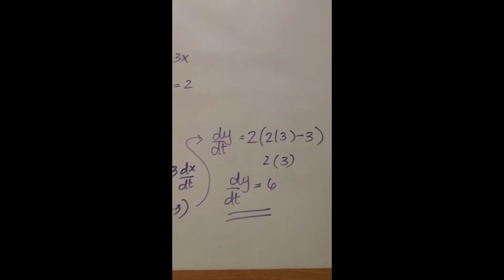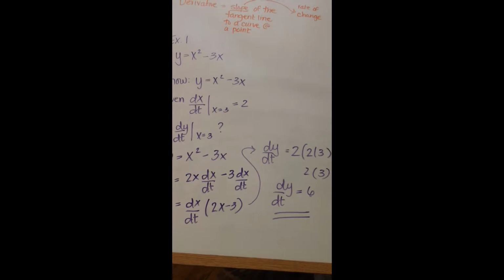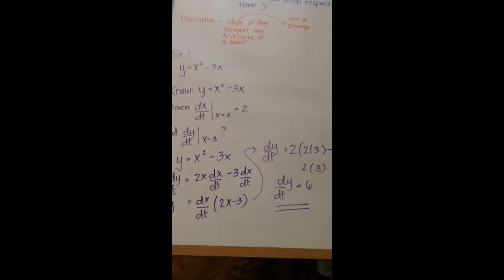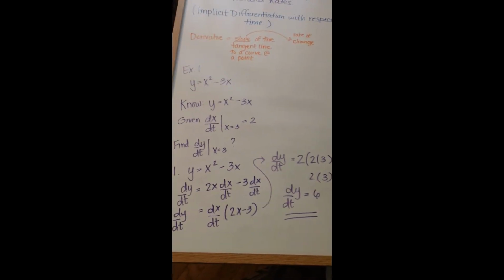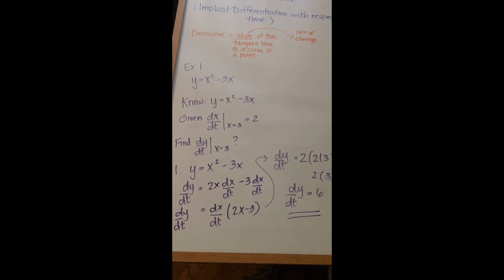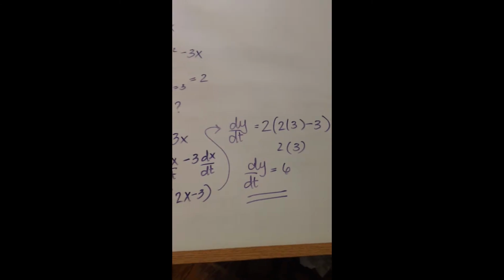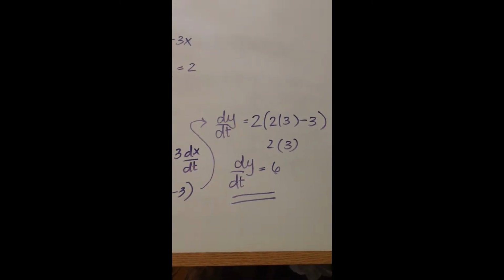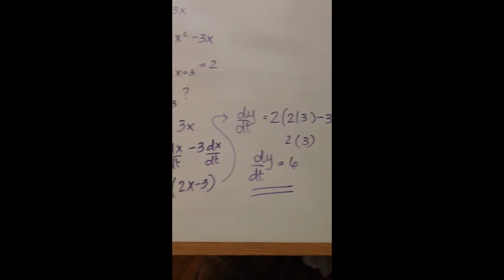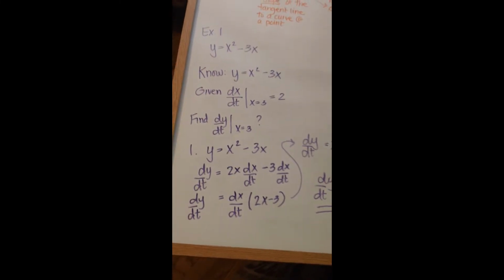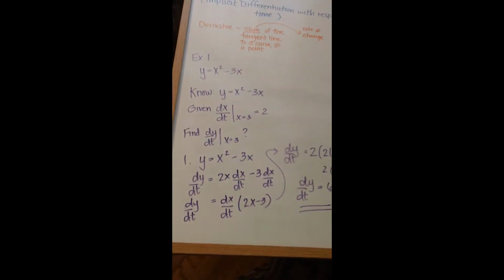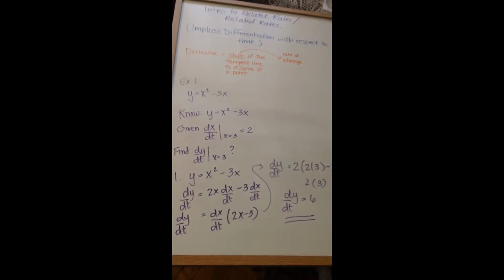So let's keep going. Example 2. A pebble is dropped into a calm pond, causing ripples in the form of concentric circles. The radius r of the outer ripple is increasing at a constant rate of 1 foot per second. When the radius is 4 feet, at what rate is the total area A of the disturbed water changing?